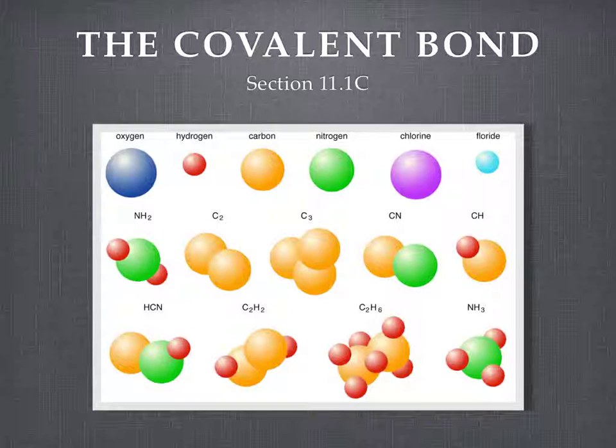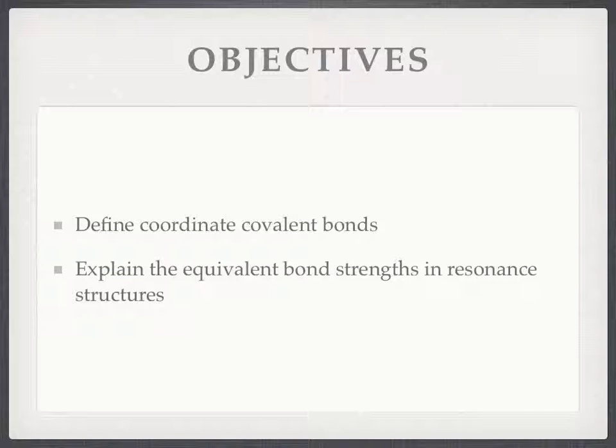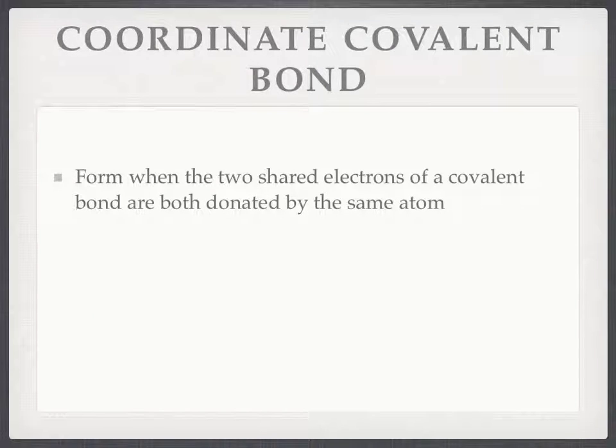All right, this is part C of section 11.1. And in this video, we're going to talk about coordinate covalent bonds and resonance structures. So let's first talk about coordinate covalent bonds.